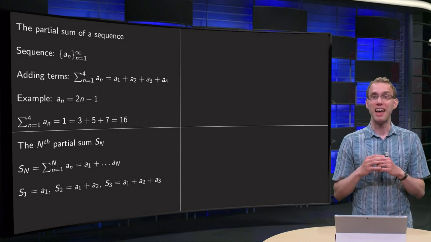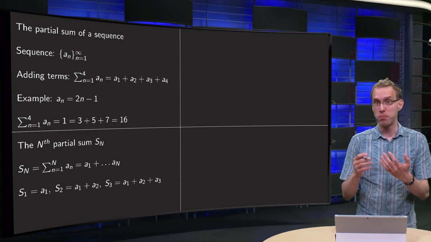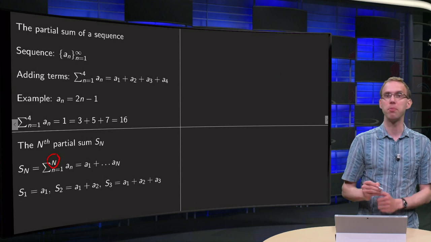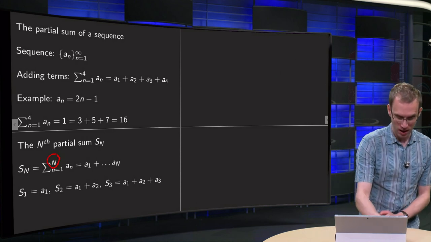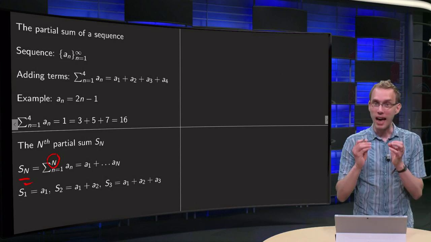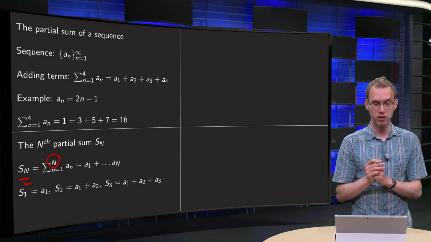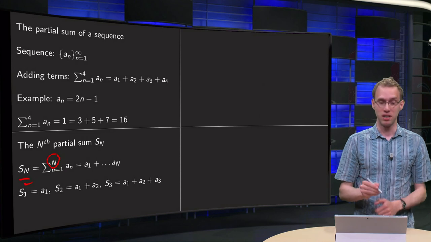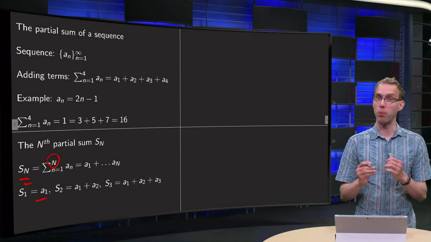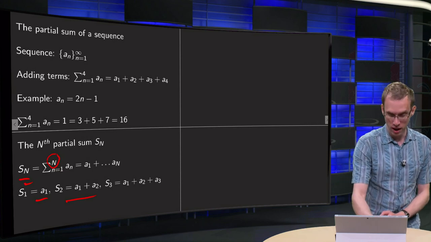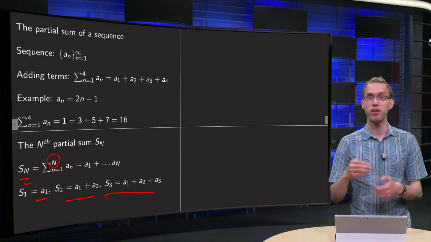Now we can define the nth partial sum. Similar to what we did before, but now we sum up to capital N. So we call that S capital N, the nth partial sum of a sequence, and it's the sum of the first capital N terms. So S1 is easy, just a1. S2 is the sum of the first two terms, a1 plus a2, and S3 equals a1 plus a2 plus a3.